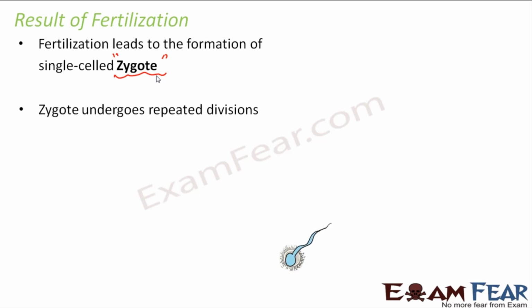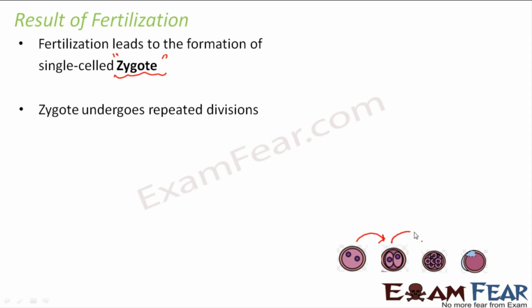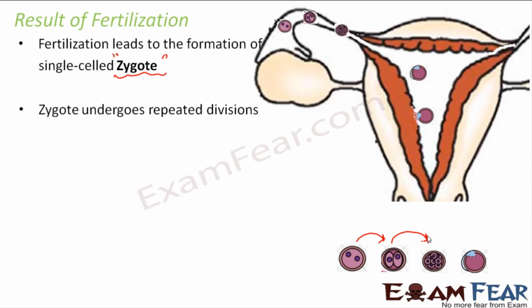So this is how it happens. This fusion will happen, and it results in the formation of a zygote. So this is the zygote. Now this zygote will keep on dividing repeatedly. So with more and more divisions, there are more cells inside, right? By repeated division, the zygote will form an embryo. So that zygote becomes an embryo after many divisions.